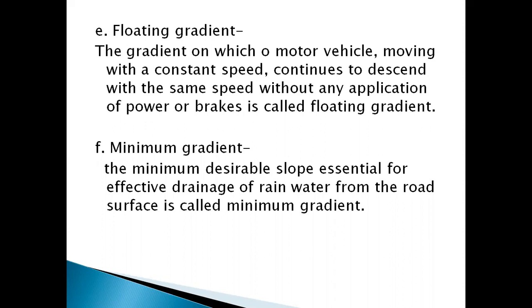The sixth type of gradient is minimum gradient. The minimum desirable slope essential for the effective drainage of rainwater from the road surface is called a minimum gradient. That is the gradient which can be provided to drain out the water from the surface of the road. This gradient is known as a minimum gradient. Hope you all get these types of gradients.